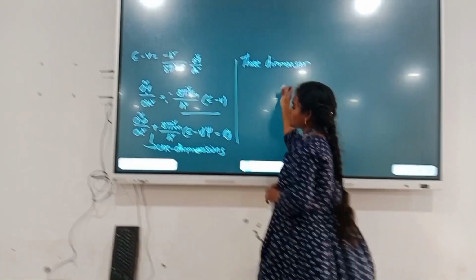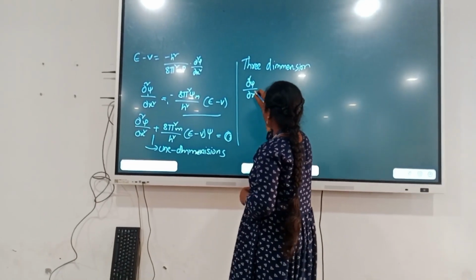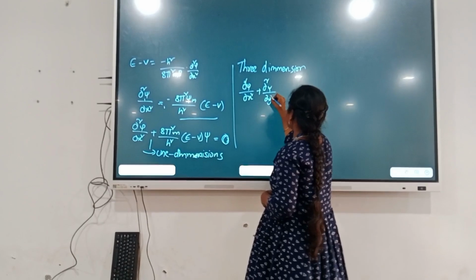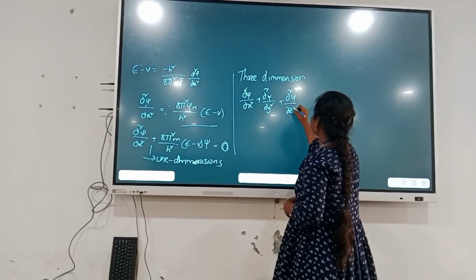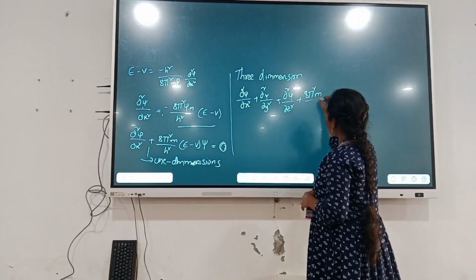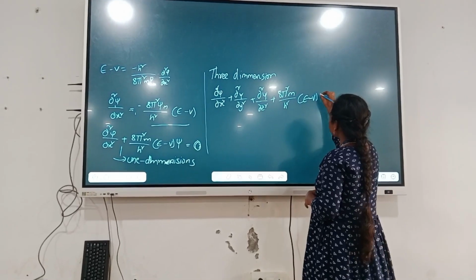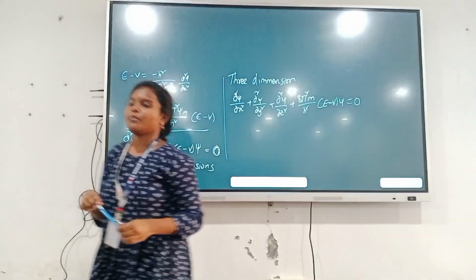The three-dimensional Schrödinger equation is ∂²ψ by ∂x² plus ∂²ψ by ∂y² plus ∂²ψ by ∂z² plus 8π²m by h² (E minus V) ψ equal to 0. This is called the Schrödinger wave equation.